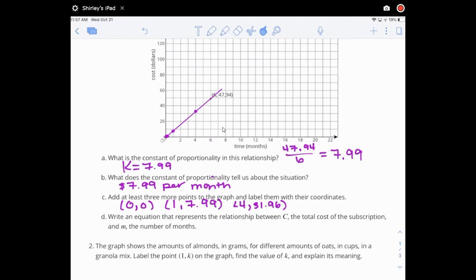Write an equation that represents the relationship and the total cost. So we talked about relationships for the last few lessons. It's always your y coordinate, so that's cost, equal to your constant of proportionality times the x, which is months.